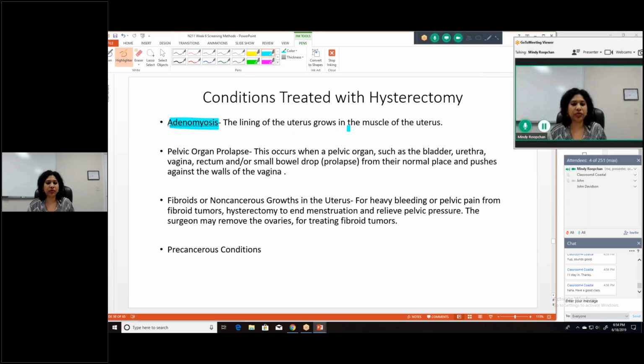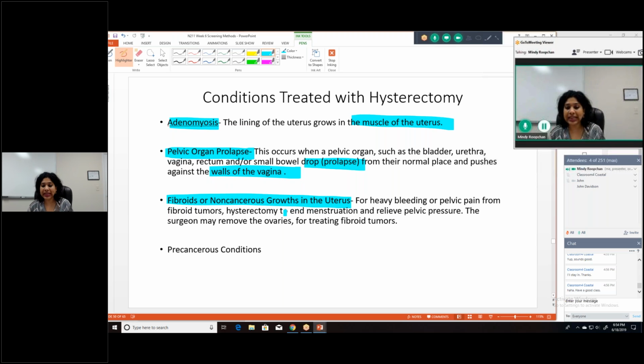Adenomyosis, which is when the lining of the uterus grows in the muscle of the uterus. Pelvic organ prolapse, where the pelvic organs, bladder, urethra, vagina, rectum, or small bowel drop or prolapse from their normal place and push against the walls of the vagina. Fibroids are non-cancerous growths in the uterus. For heavy bleeding or pelvic pain from fibroids, hysterectomy will end menstruation and relieve pelvic pressure. The surgeon may also remove the ovaries when treating the fibroid tumors.